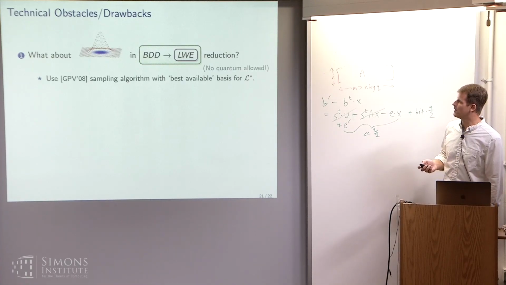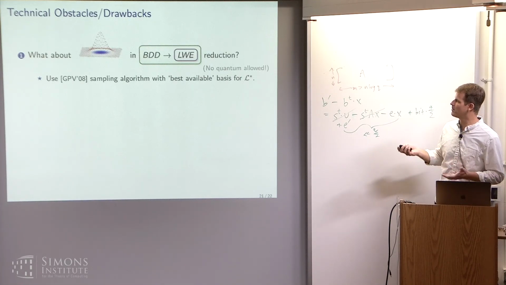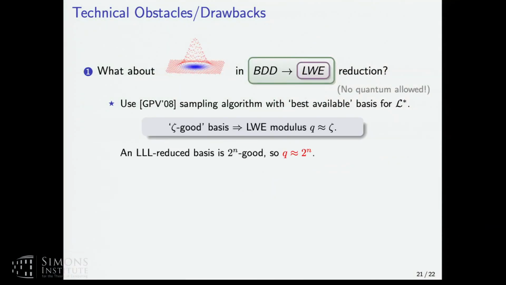But you can do that if you have some basis for L star, you can run the sampling algorithm. So depending on how good your basis is, the modulus will be essentially equal to that. For example, you can use an LLL reduced basis. That's a 2 to the n good basis. So your modulus is exponential. This is what I was referring to with worse parameters. This only works with an exponentially large modulus unless you assume some better basis is available to you.